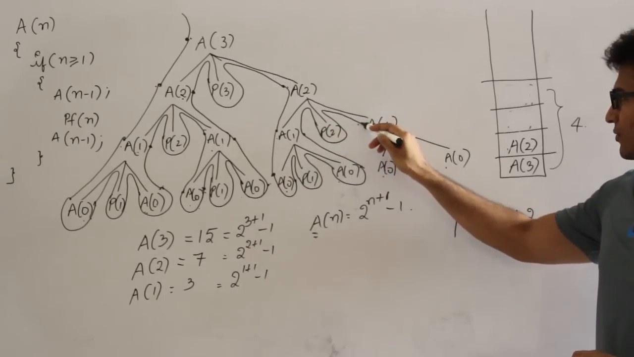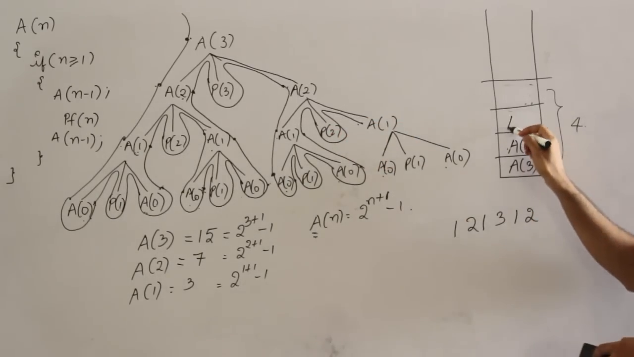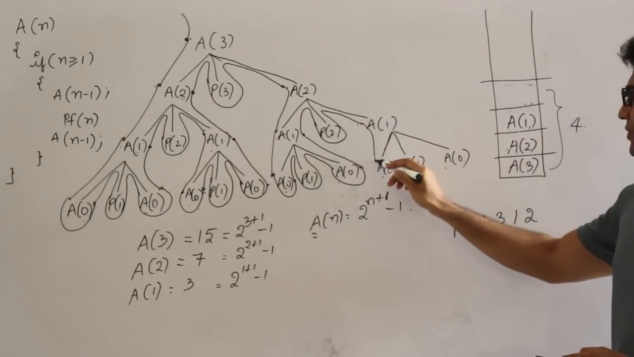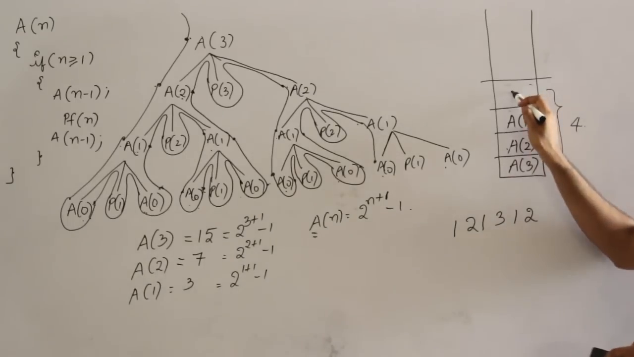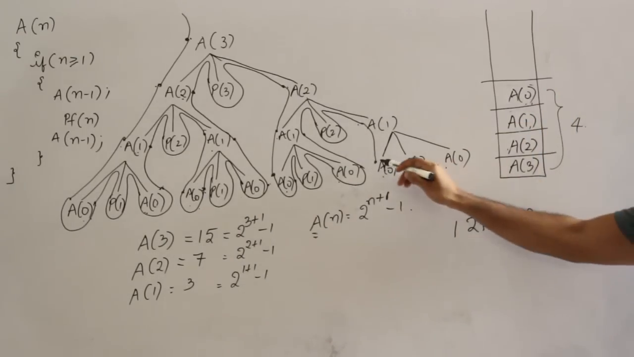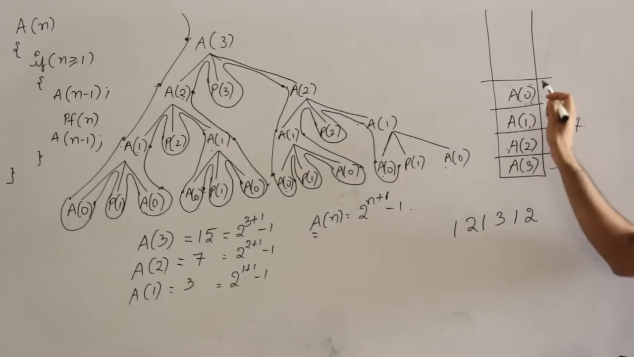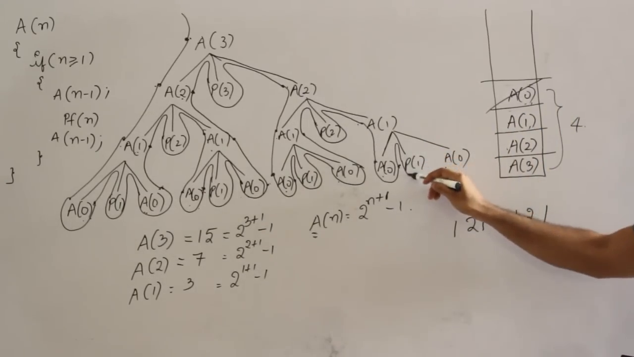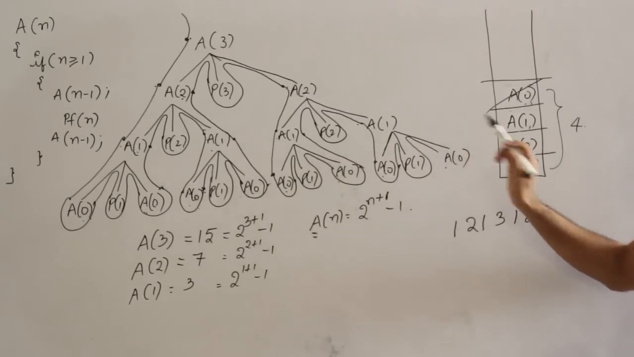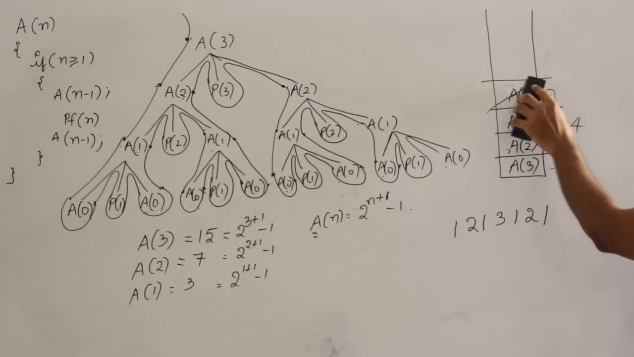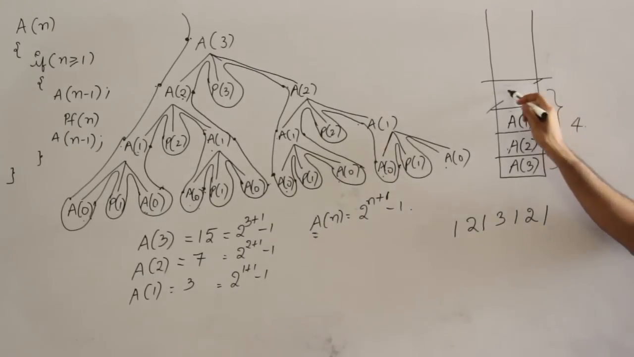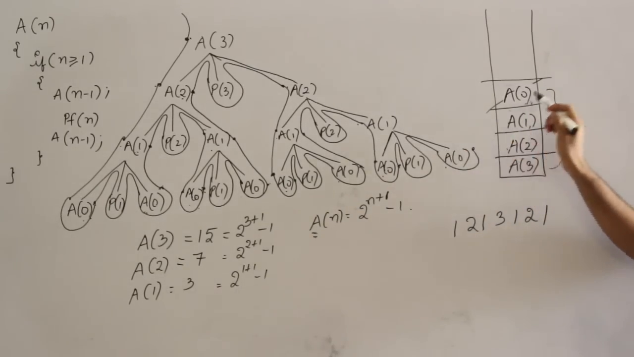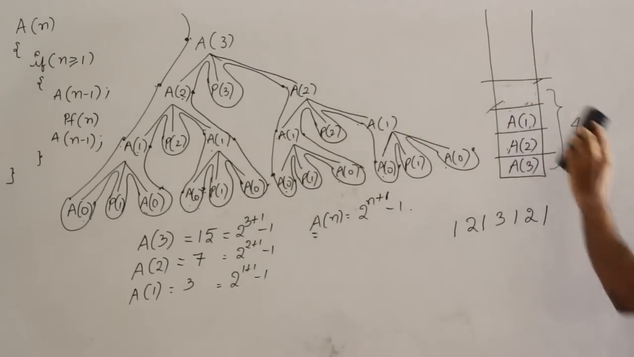This is the first time you are visiting A of 1. Therefore you push A of 1. And this is the first time you are visiting A of 0, so you push A of 0. Last time you are visiting A of 0, pop it off. Printf 1, done. And then A of 0 is again visited, therefore push A of 0. And A of 0 is visited last time, therefore pop it off.